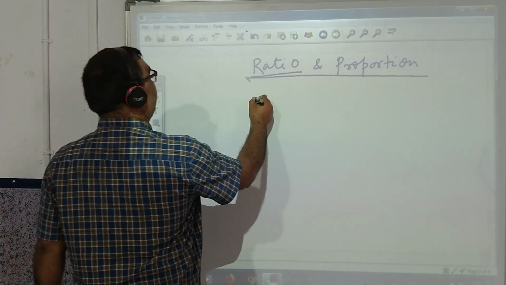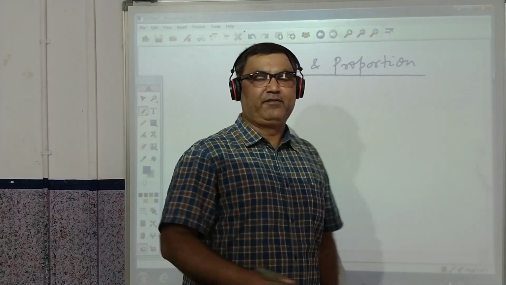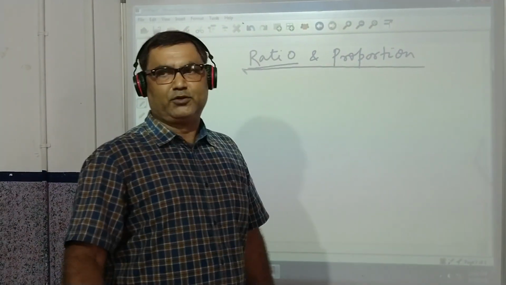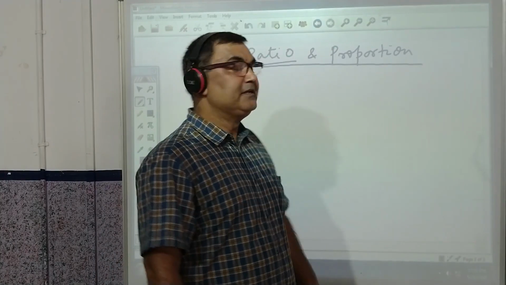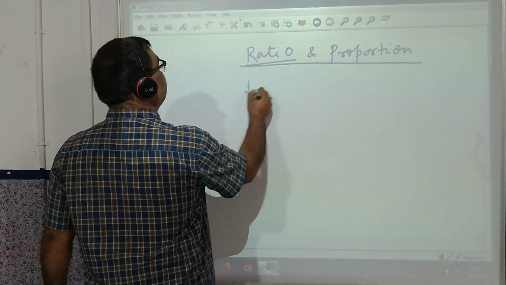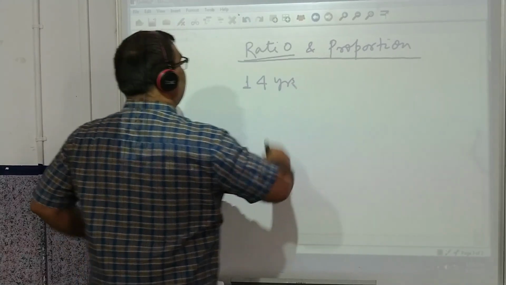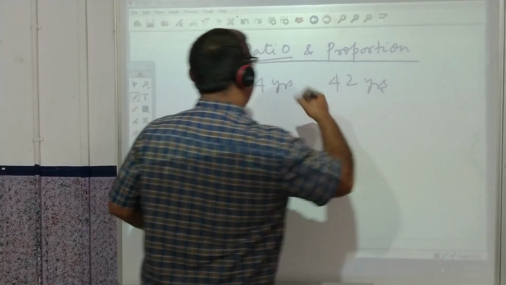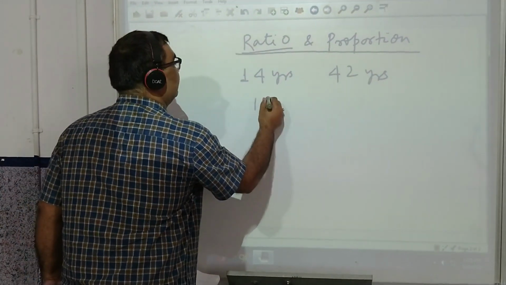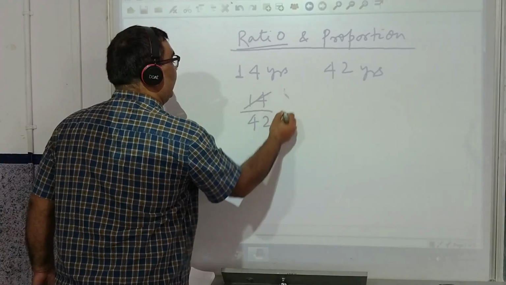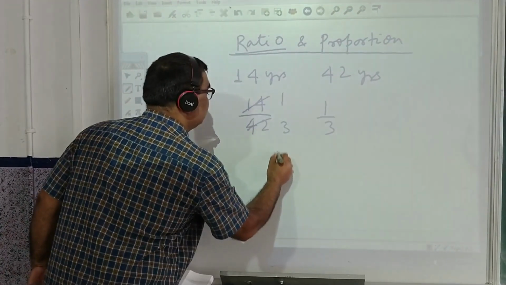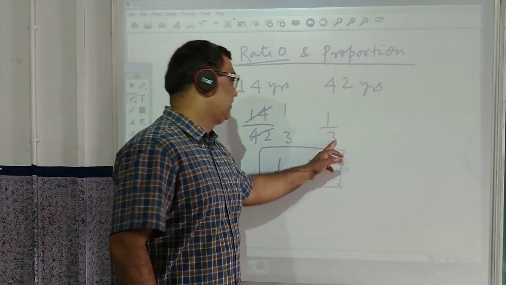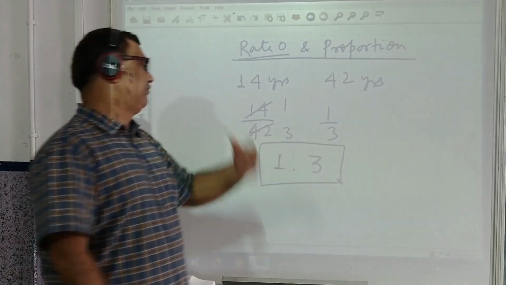Suppose I am going to compare the age of a student to the age of the teacher. So both have the same unit. Suppose a student is of age 14 and his or her teacher's age is 42 years. So what is the ratio? The ratio is 14 by 42, which is 1 by 3. In ratio form, it is 1:3. This is the fractional form, and this is the ratio form.